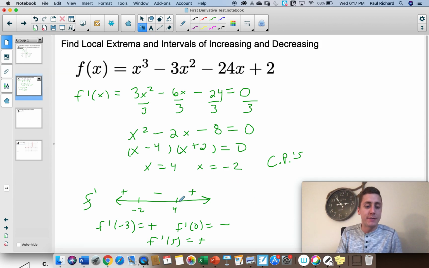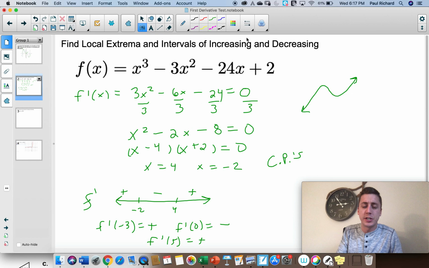That means that this graph starts out by going up, and then it changes signs here. Then it starts to go down, and then it starts to go back up again. So it goes up, changes signs, goes back down, and then goes back up again, just like your typical cubic function. Nothing crazy, no shelves or anything like that. Really traditional. So here it's increasing, here it's decreasing, and here it's increasing again.